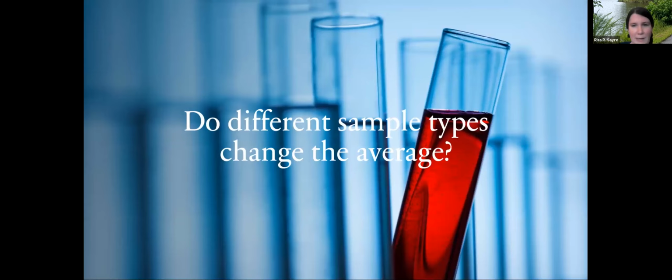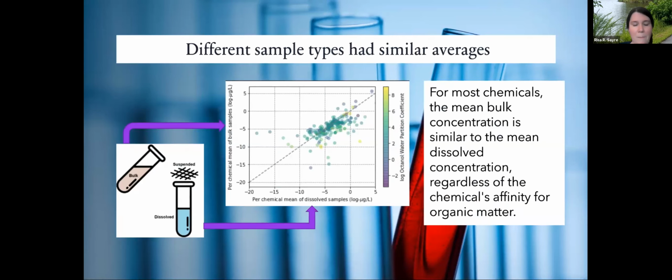Do different sample types change the average? There are millions and millions of records incorporated in this data set. They were all from different sampling activities. One of the differences we wanted to look at in the set was whether the concentrations from bulk samples were statistically different from those from dissolved samples.